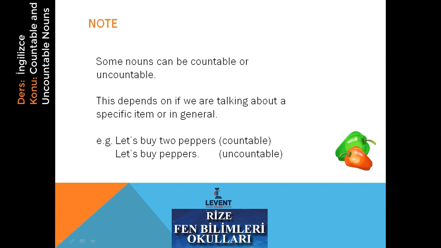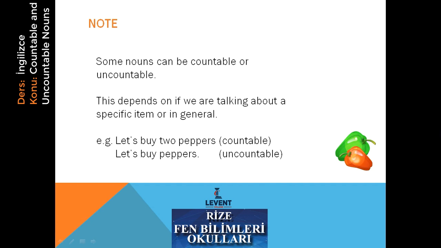Some nouns can be countable or uncountable depending on the circumstance. In the first example, let's buy 2 peppers. The speaker is talking about 2 specific peppers. But in the second example, let's buy peppers. The speaker is talking about peppers in general.